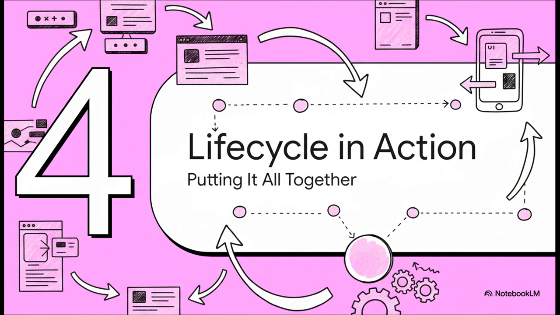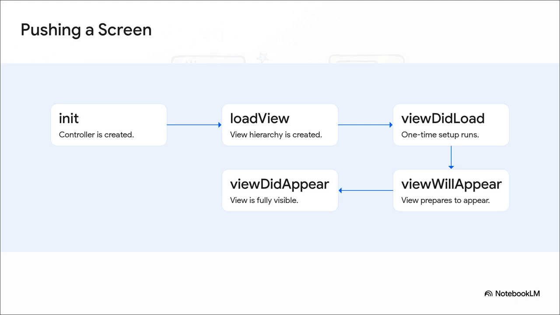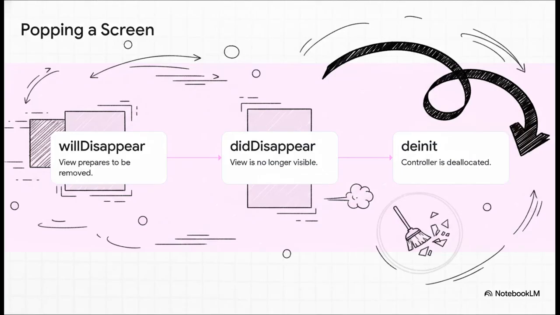Now let's put it all together and see how they actually work in sequence when you're just tapping around an app. So when you push a new screen, the lifecycle methods fire off in this exact order. See that clear progression? It's created, its view gets built, its one-time setup runs, it gets ready to appear, and then it's finally visible. Each step builds perfectly on the last one. And what about when the user taps the back button? The sequence is just as logical. It prepares to disappear, it's confirmed to be gone, and then deinit comes in to do the final cleanup and release all that memory. It's this predictable process that keeps your app feeling lean and efficient.